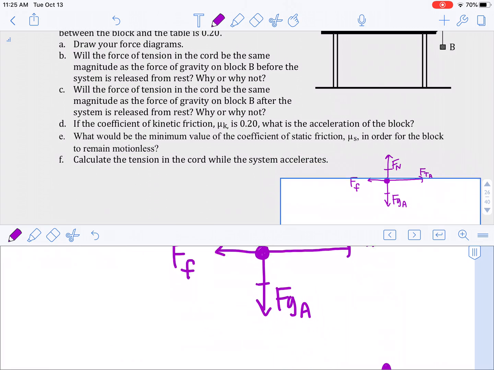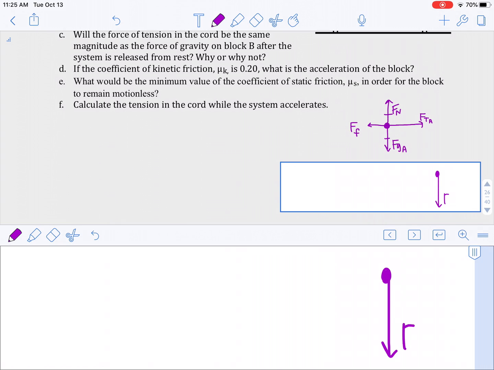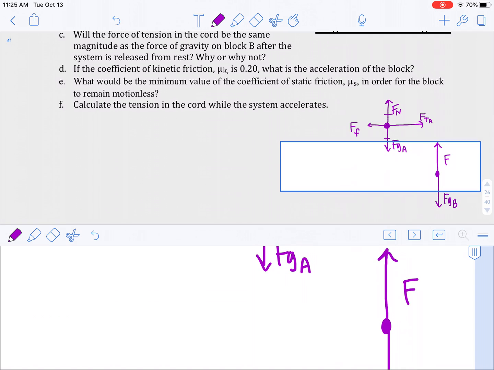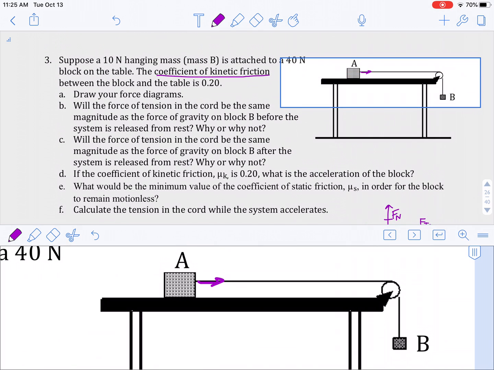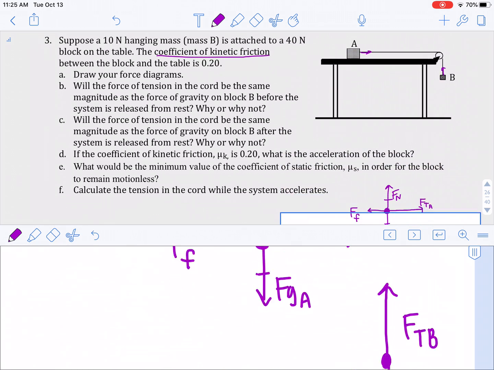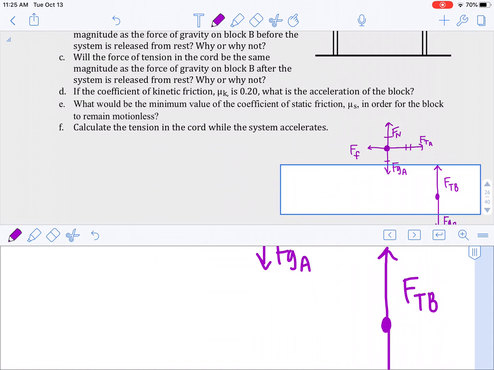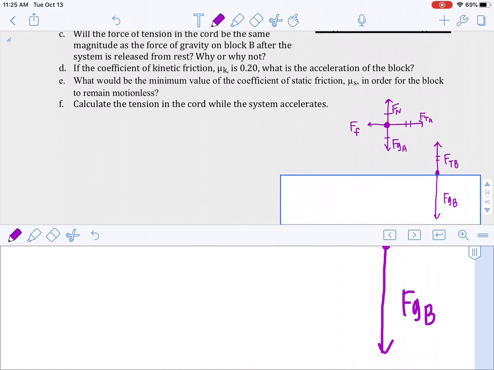Then for B, I'm going to have my force of gravity on B and a force of tension that is up on B. Because this is the same string, these two forces of tension are going to be equal. This force of tension will be equal to this force of tension, and this force of gravity should be a whole lot bigger than that force of tension, so I'm just going to make it super obvious.